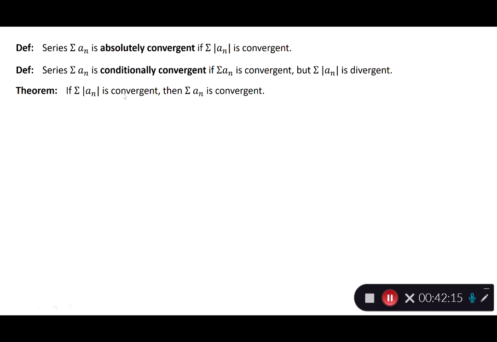If a series is absolutely convergent, then the series is convergent. I'm not going to prove this, but this is an important theorem. In the sense, if by some chance you were to look at sigma of absolute value of a sub n, and you find that when you take the absolute value, the series converges, you can be confident that without taking the absolute value, that series also would converge.